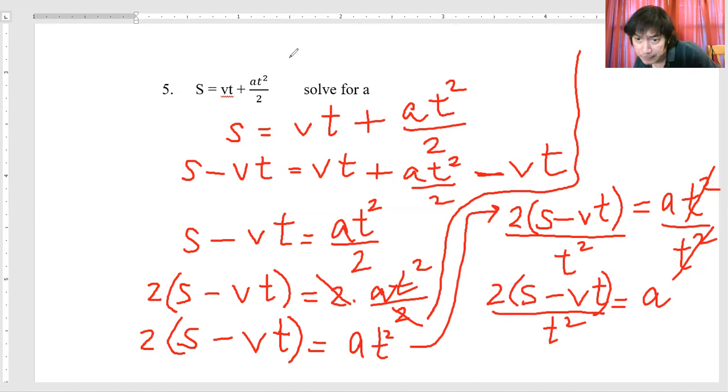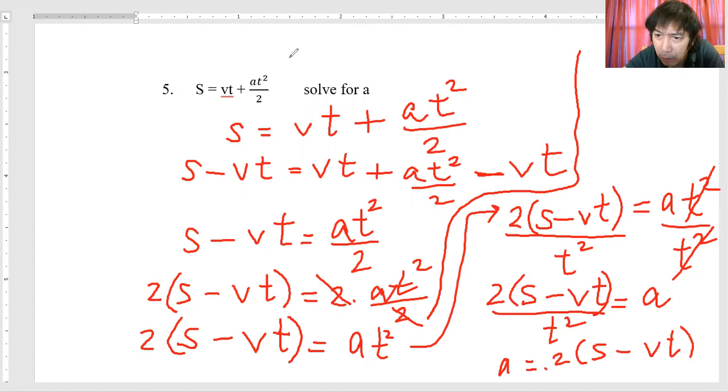I will just write the final answer at the left side, because there's no more space here. Will it still fit? All right, let me just fit it in. A is equal to 2 times s minus vt all over t squared. There. That doesn't look like number 2. Let me just clear it out. That should be 2. All right, this is divide, and this is squared. There. That should be the final answer.